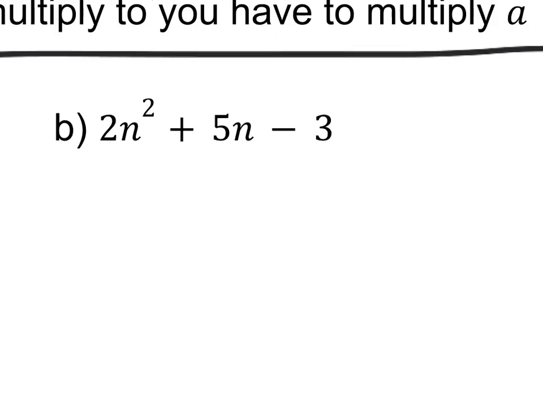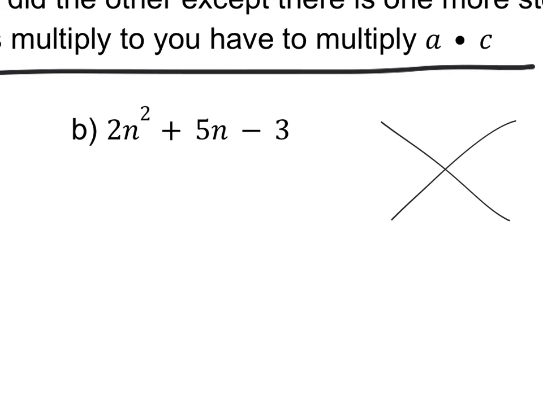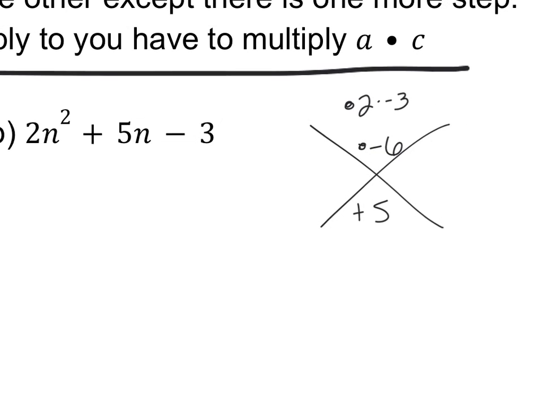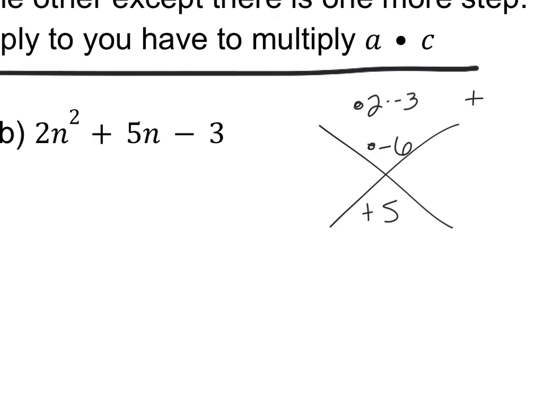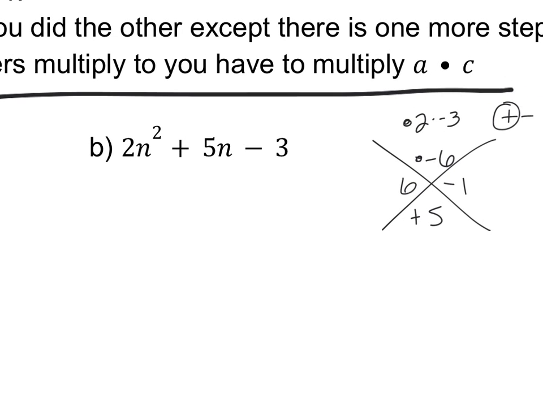Okay, next one, we need 2 numbers. Remember, don't miss the step: multiply to be 2 times negative 3, aka negative 6, and add to be 5. Since they multiply to be a negative, we know we need 1 positive, 1 negative, and then we need the bigger number to be positive. So what would it be? Sorry, I'm drawing a blank. 6 and negative 1? Yes. Okay, now let's rewrite it. 2n squared plus 6n minus 1n, minus 3.